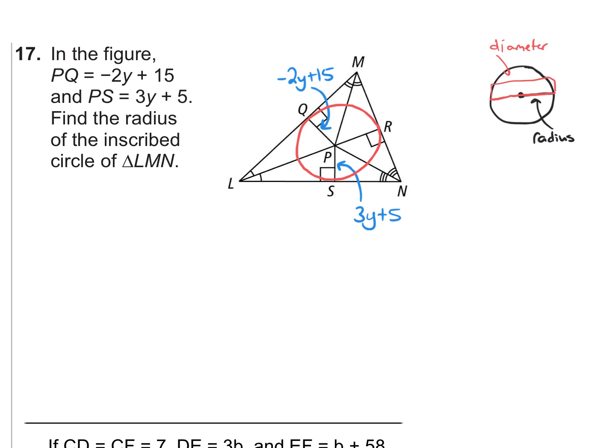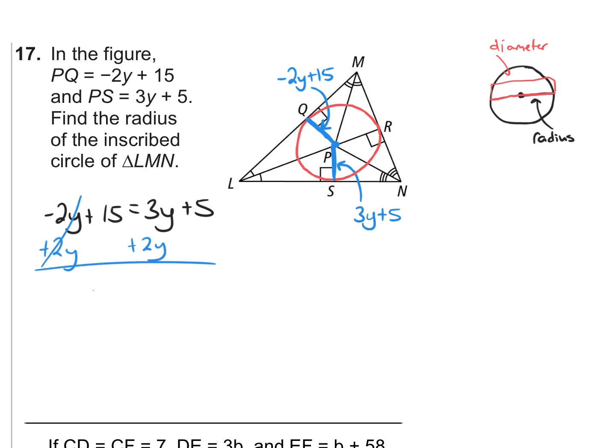So we just said the radius is from the center to the outside of the circle. Do you agree PQ is a radius? What about PS? So what do you know about those two then? They should be equal, right? So to solve, we can set negative 2y plus 15 equal to 3y plus 5. How do I solve here? Add 2y. So we have 15 equals 5y plus 5.